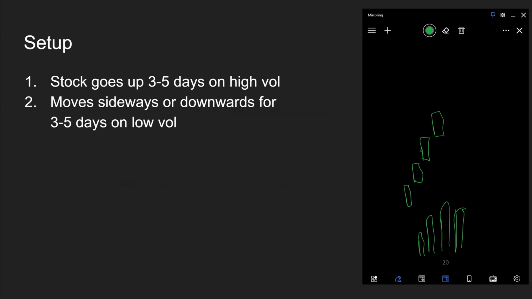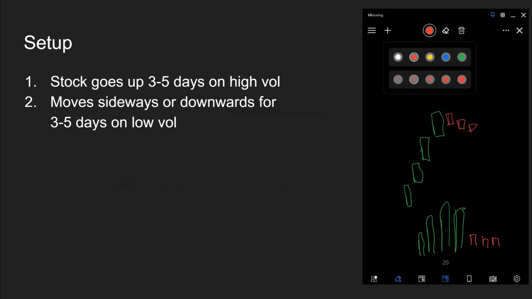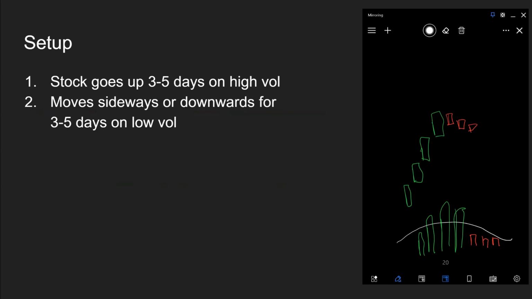And then it moves sideways or downwards for 3 to 5 days on low volume. So something like this, and the volume usually declines. There is absolutely nothing proprietary or fancy about this. This is the most popular flag setup that every trader trades, and it works. So I just keep it simple, and this is essentially the setup that I'm always looking for when I'm scanning through that master watch list.